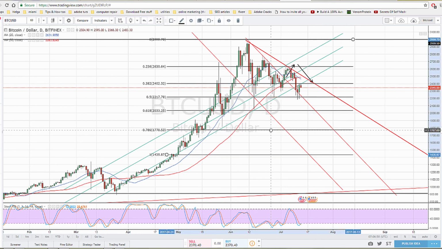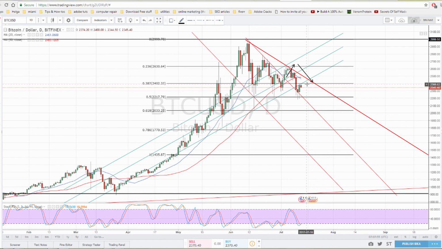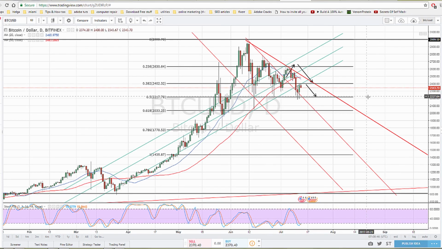I think this is going to continue to go down, and it's going to maybe stop or bounce a little bit or consolidate for a little bit at the next Fibonacci line. I'm going to leave it like this, and I'm going to save this chart. I'll leave it here.